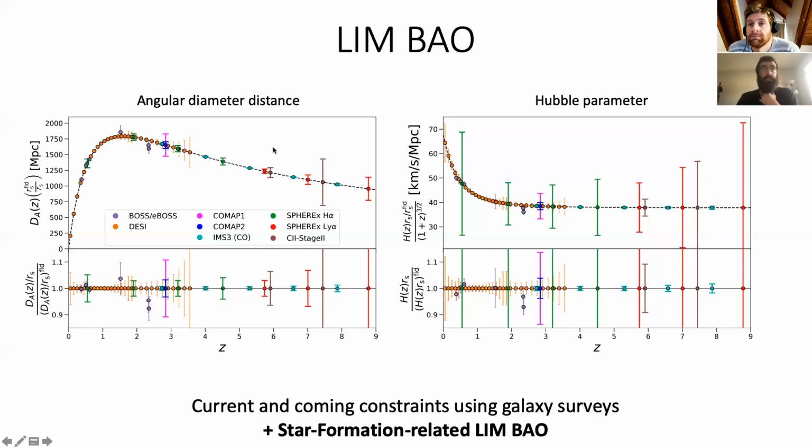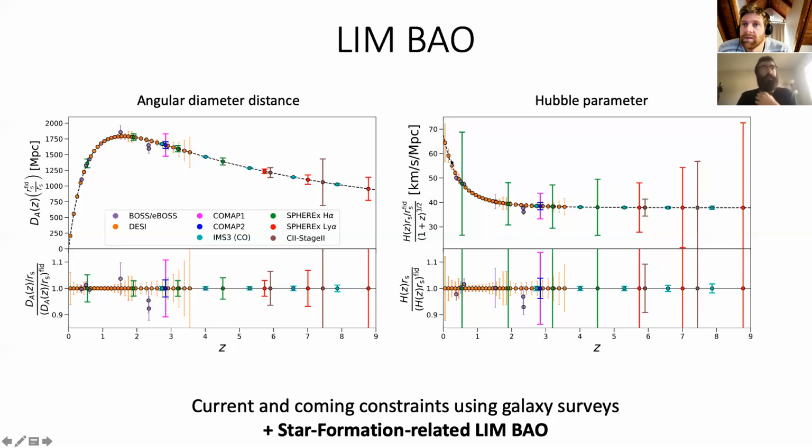And I just wanted to emphasize that here for the Hubble parameter, the constraints from SPHEREx look much worse than for the angular diameter distance. But this is because the spectral resolution of SPHEREx will be much worse than its angular resolution, which will be very, very good. And this is why we can measure the BAO much better in the transverse direction than in the line of sight direction. This IMS3 one looks like it does well in both. Yeah.